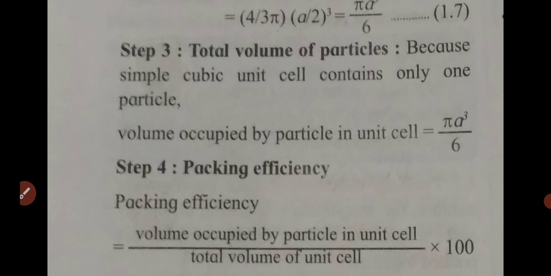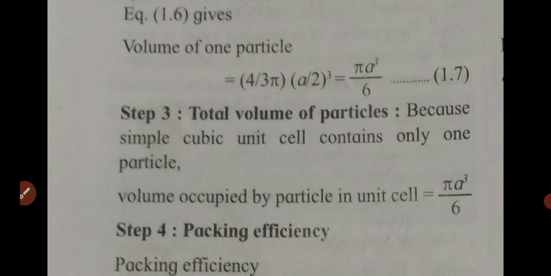So volume occupied by the particle in unit cell will be pi a cube upon 6. म्हणजे जो आपल्याला वरती आला व्हॉल्यूम तेवढाच व्हॉल्यूम युनिट सेलमध्ये वन पार्टिकल ऑक्युपाय करणार. हेच सपोज 2 पार्टिकल्स आले असते तर I would have multiplied this value by 2. This is volume occupied by one particle and in unit cell simple type there is only one particle coming.